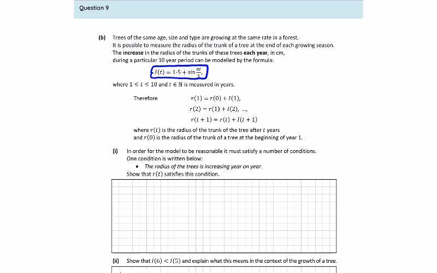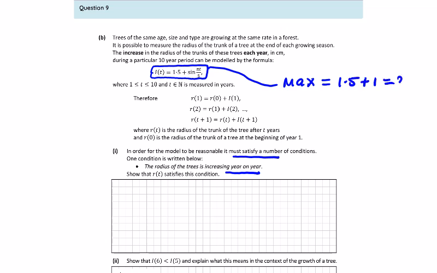So in order for the model to be reasonable, it must satisfy a number of conditions. The radius of the trees is increasing year on year. Well, we know here that the max value of this function, and this is based on I of t, the increase in t, is going to be 1.5 plus 1.